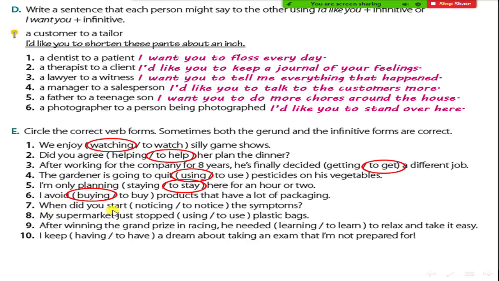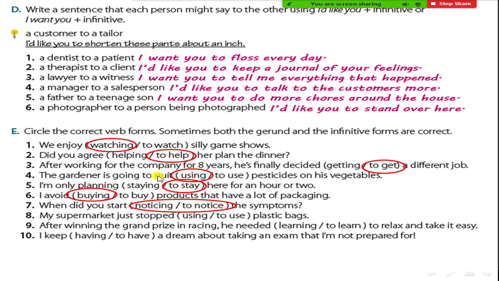Number 7. When did you start noticing or to notice the symptoms? Yes, Yusuf? When did you start noticing the symptoms? Yes, noticing and to notice. Both of them are correct. Why? Because after start we can use the gerund or the infinitive, both are right.